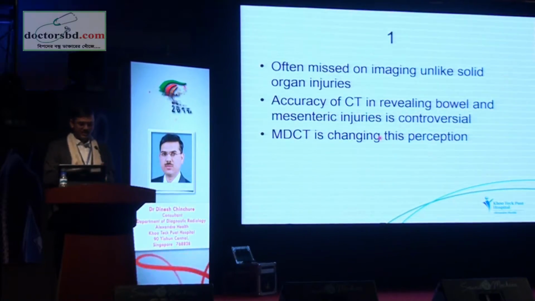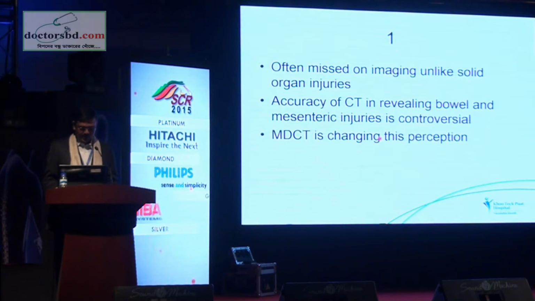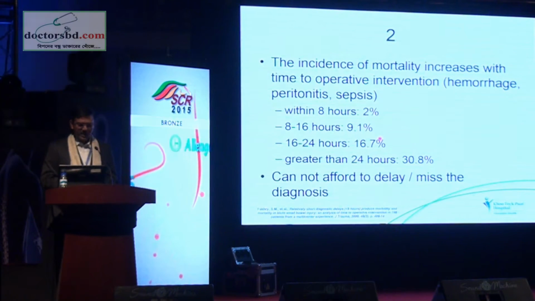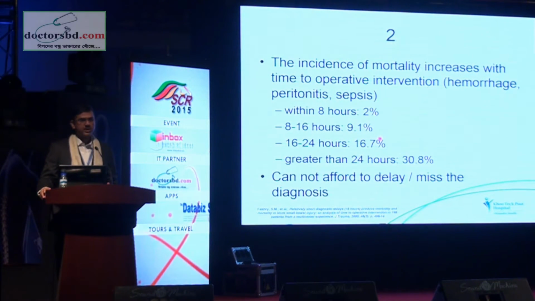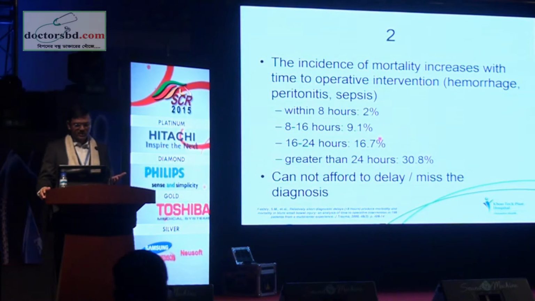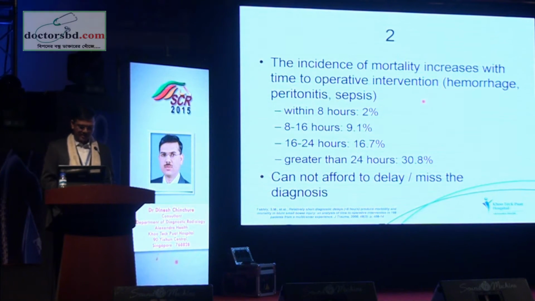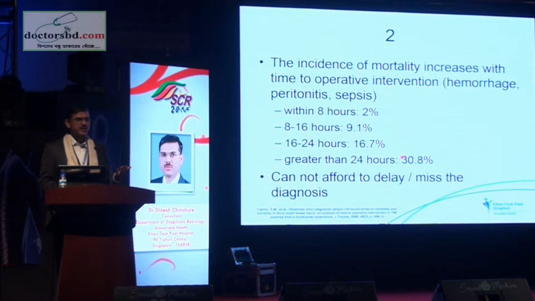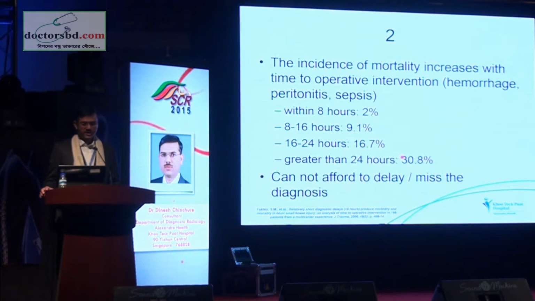The sensitivity and specificity figures have gone from 50 to 60% to almost over 90% now. So that's one reason. The other is that the incidence of mortality increases with time to operative intervention. So it's very important that we detect and diagnose these injuries early so that mortality decreases. This mortality is especially due to hemorrhage, peritonitis and sepsis, and the more you delay the diagnosis, the higher the chances of mortality. So we cannot afford to delay or miss this diagnosis.